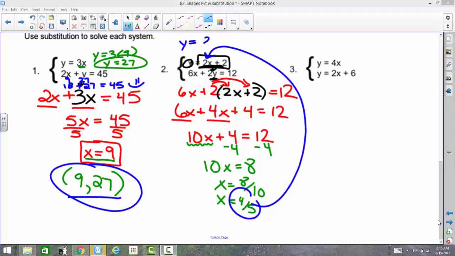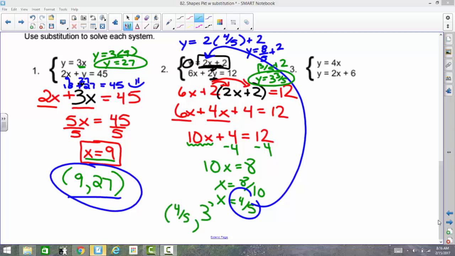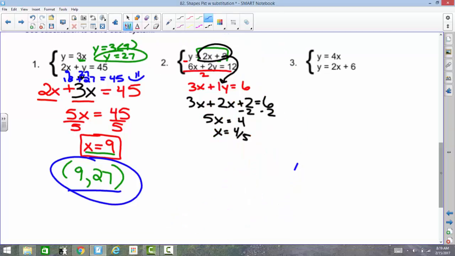So y equals 2 times 4/5 plus 2. So 2 times 4 is 8/5. So y equals 8/5 plus 2. And that would be 8/5 is 1 3/5. So 1 3/5 plus 2 is 3 3/5. So the ordered pair solution is 4/5 for x and then 3 3/5 for y. We're going to go on to 3.